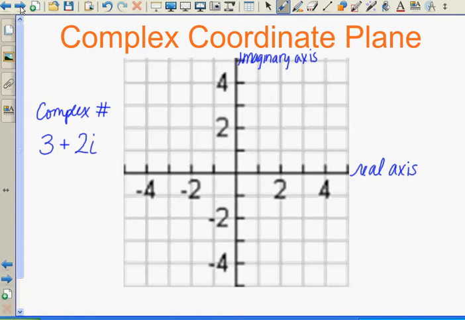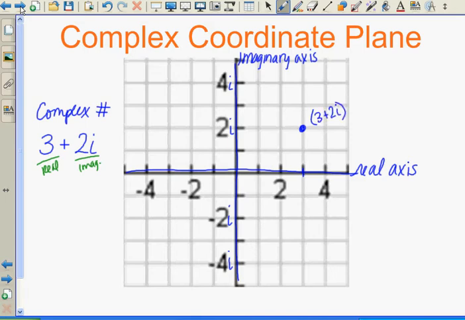So the real component is the 3, that's the real component. And then the 2i is the imaginary component. So the way that we're going to graph this is, again, the real axis is the one that's going horizontal. This is our real axis. The imaginary axis is here. So you can almost put eyes with all of these to kind of help you out. Okay, so if I want to graph 3, I come over to 3 on my real, and then I go up to positive 2i. So here is the number 3 plus 2i.